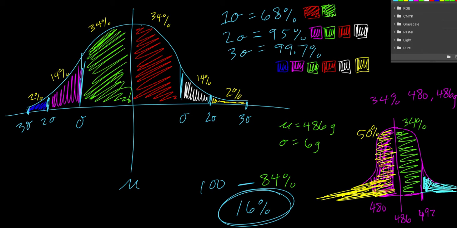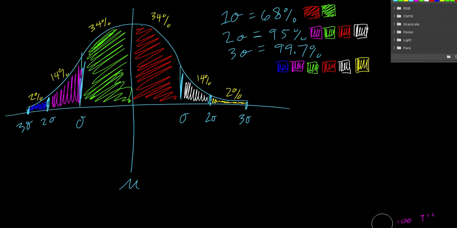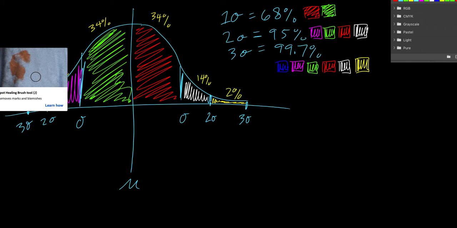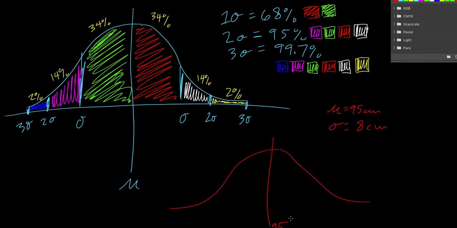Alright, I'm just going to erase this so I can keep that stuff on the screen. Okay. The chest measurements of 18-year-old male rugby players are normally distributed with a mean of 95 centimeters. So mu equals 95 centimeters, and we have a standard deviation of 8 centimeters. So if we do this normal curve, this is going to be 95, and let's wait to see what they want.